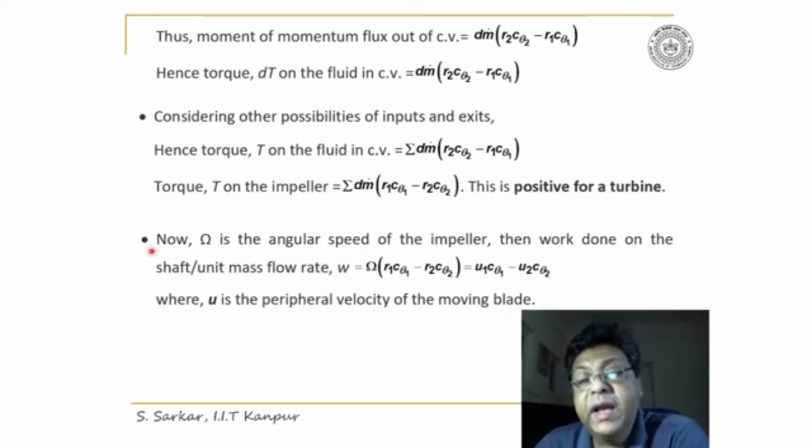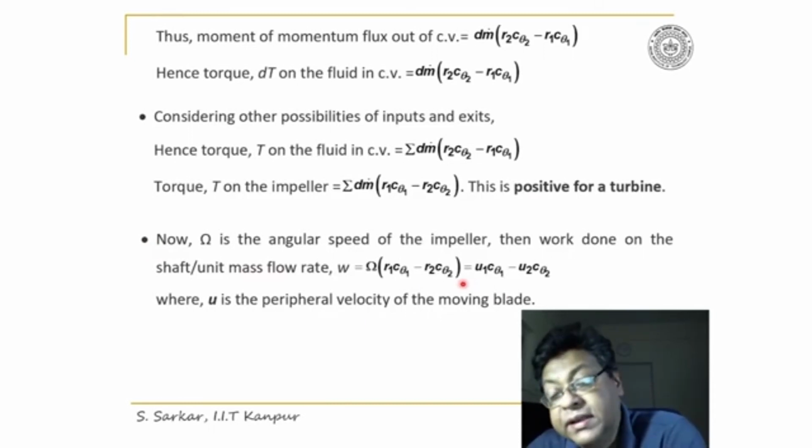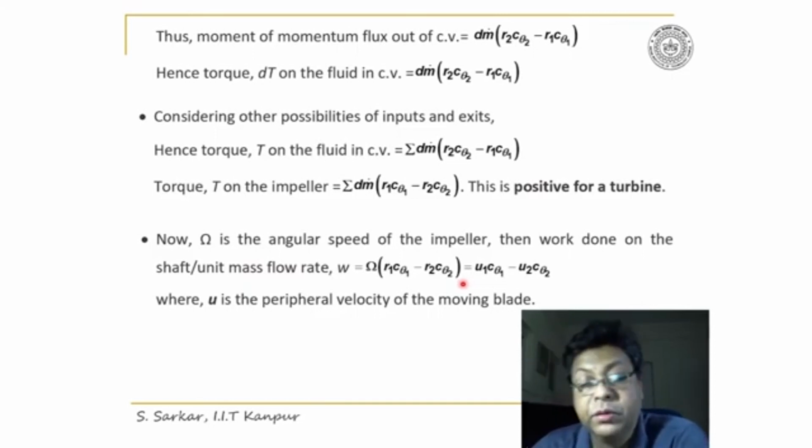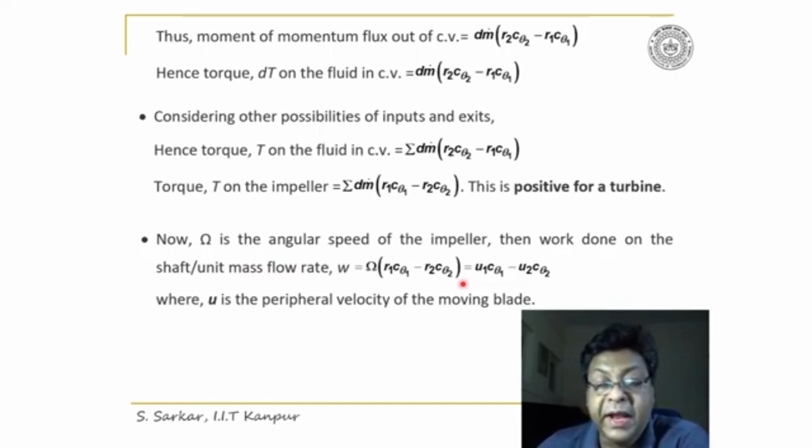If omega is the angular speed of the impeller, then the work done on the shaft per unit mass flow rate can be written as omega into (R1 C theta 1 minus R2 C theta 2). That can also be written as U1 C theta 1 minus U2 C theta 2, where U is the peripheral velocity of the moving blade, and 1 refers to inlet and 2 refers to exit.